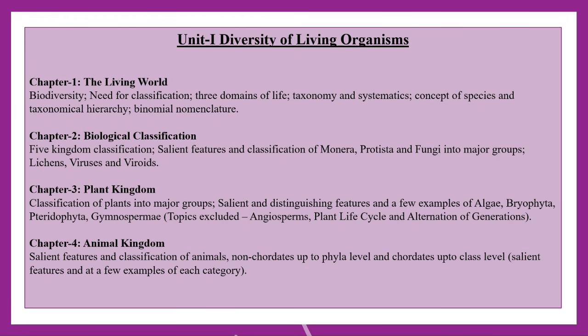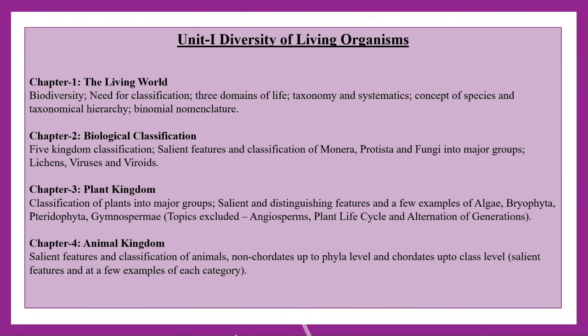Chapter 3, Plant Kingdom. Here we go deeper into the classification of plants. We cover major groups like algae, bryophytes, pteridophytes, gymnosperms, but not angiosperms, as it is excluded now. This chapter is full of examples and is often asked in both theory and diagram-based questions.